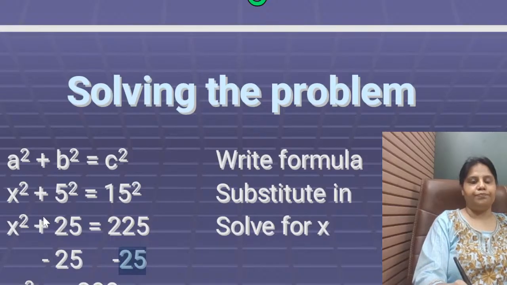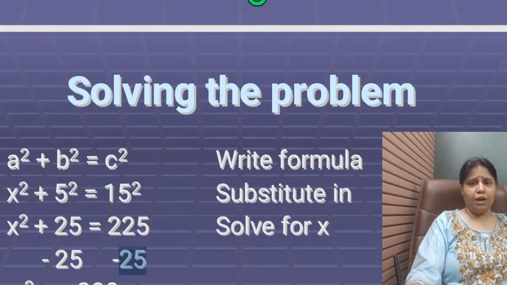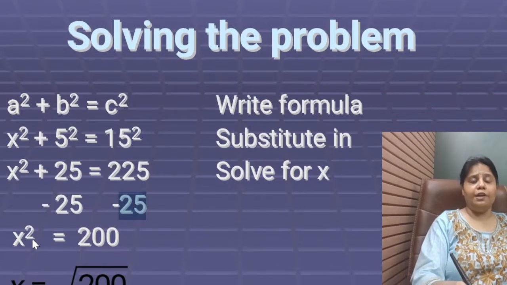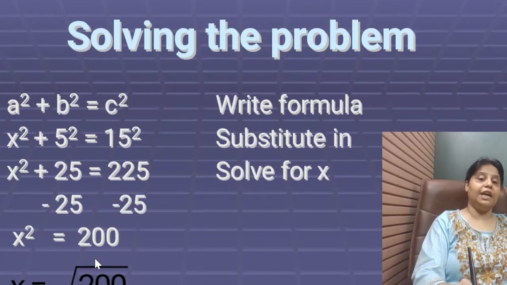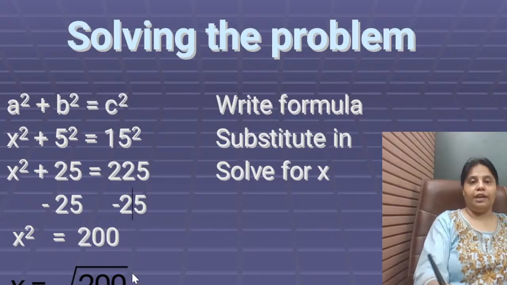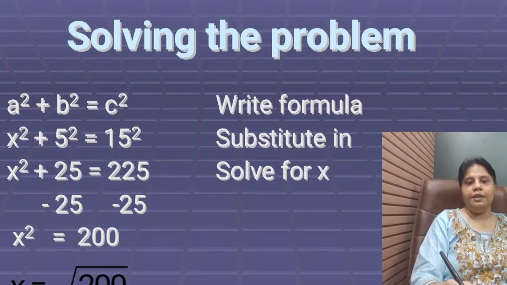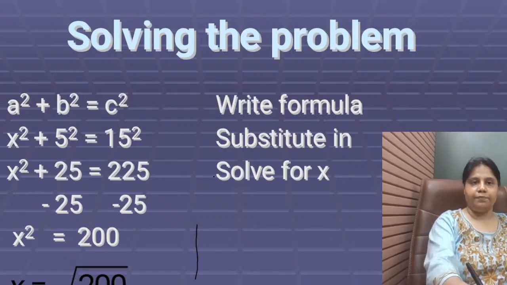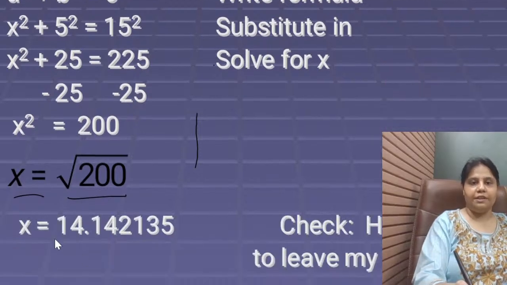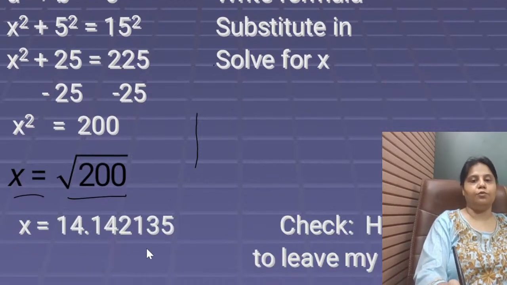Now we will subtract 25 from both sides. Then it will be x square is equal to 200. As we know, the square of one side will be the square root of the other side, so here they have applied this concept. So when we solve it, we get x is equal to 14.142135.